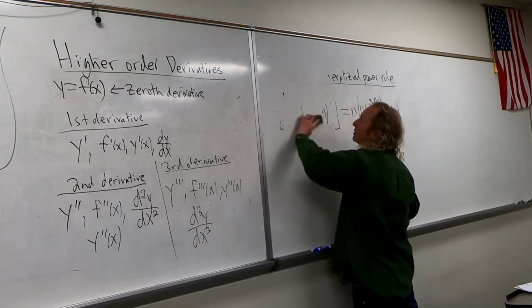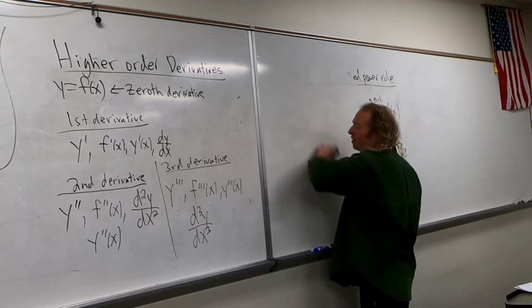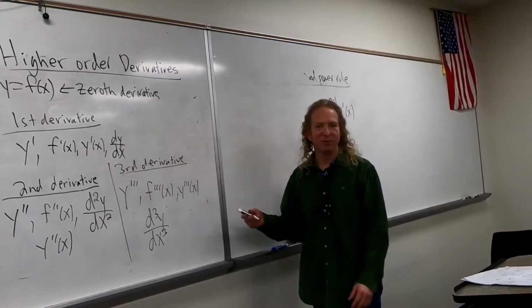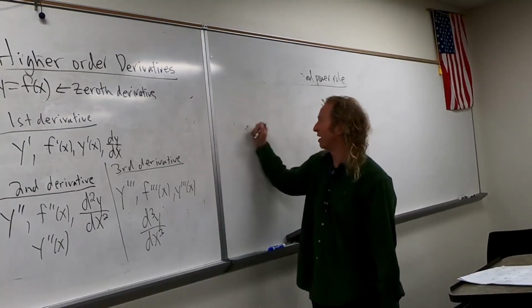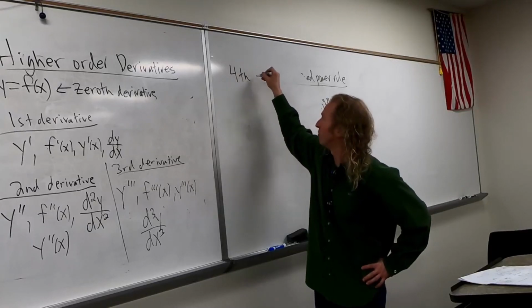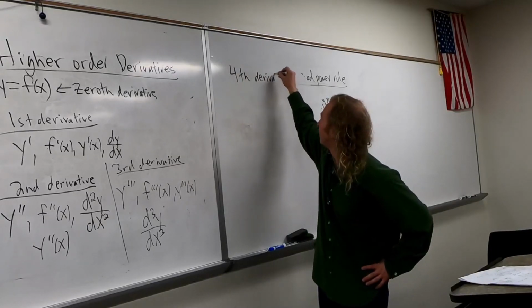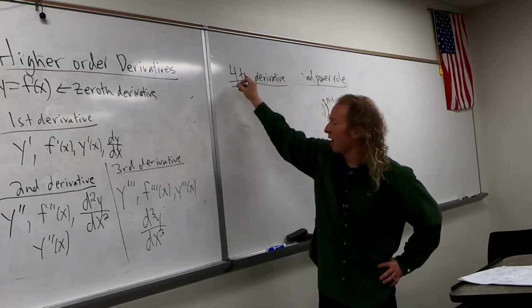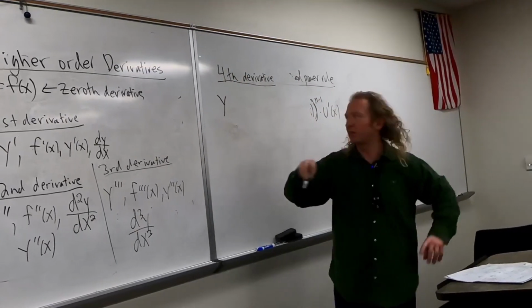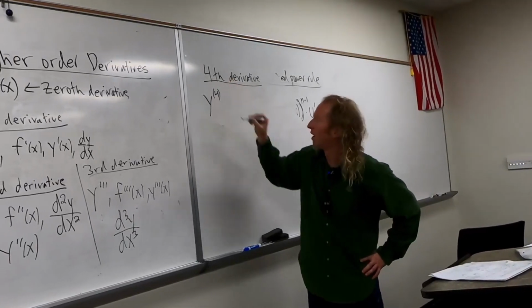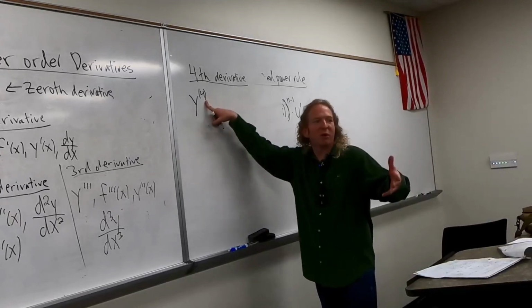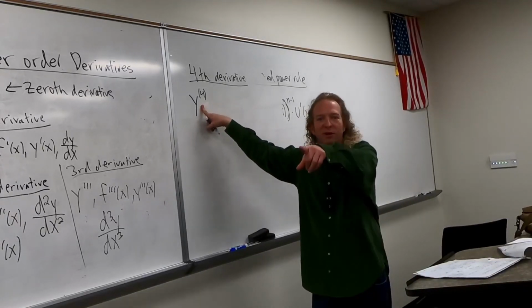I have to do one more, because something weird happens when you get to 4. When you get to 4, people get tired of writing the prime symbols. No one does prime, prime, prime, prime. That's too many primes. So for the fourth derivative, people put a number in parentheses, like this. Weird, right? Because if you just put a number, it could be an exponent.